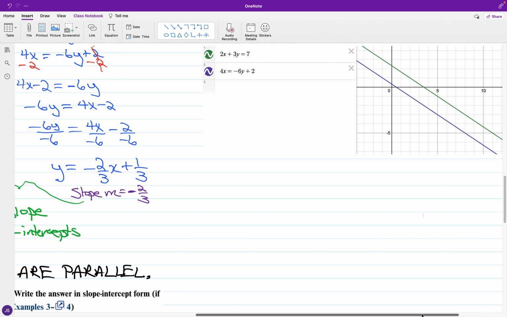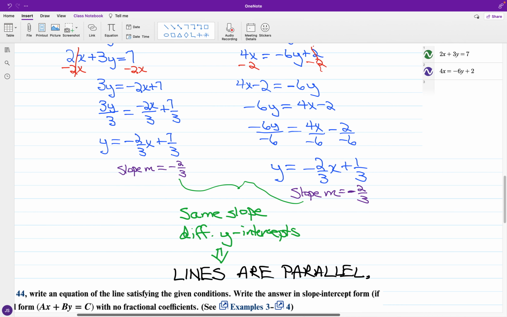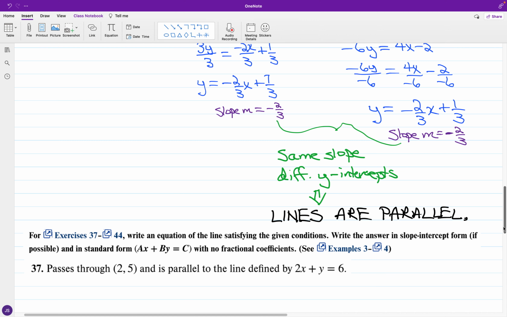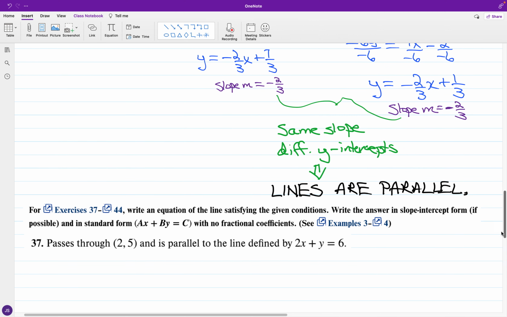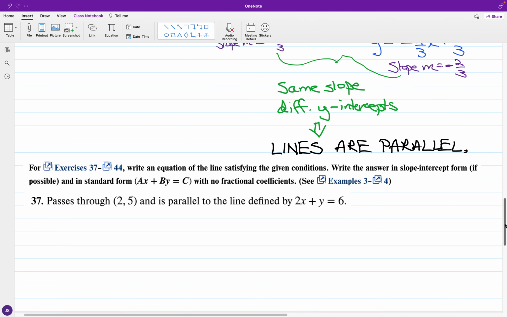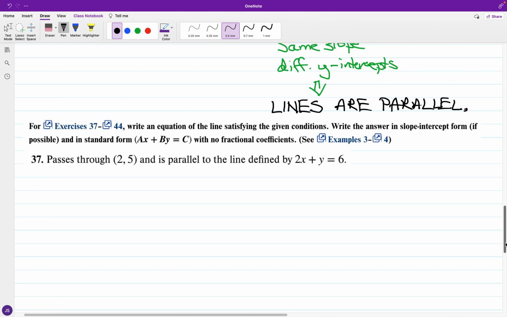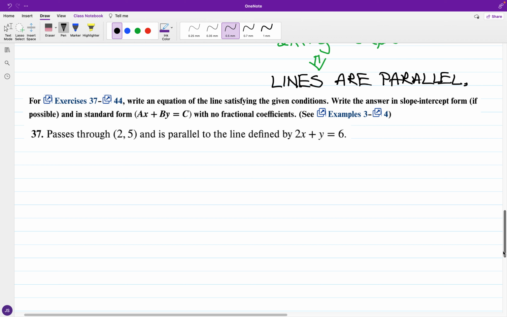Now, for what we have in the case of setting up equations for parallel and perpendicular lines and intertwining with, once again, the point slope and the slope intercept forms. And we have for the upcoming exercises, it says to write an equation of the line with the given conditions and to express the answer in the slope intercept form if possible, and also in standard form with no fractional coefficients.